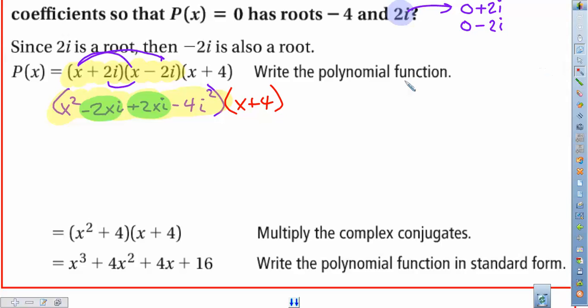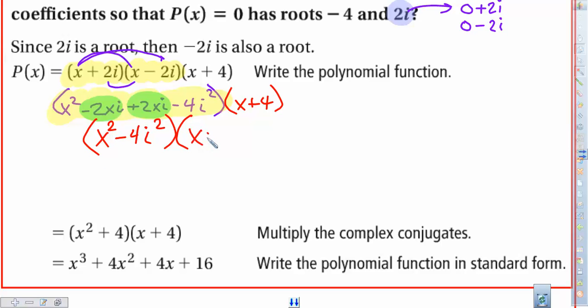I'm going to end up with 0xi. And even if you have an imaginary unit, 0 times anything, even imaginary units, is still 0. So look at what I have now. Now I have x squared minus 4i squared, still times that x plus 4. I'm going to highlight this in yellow because I just want you to keep in mind that all this work right here is the focus, and x plus 4 is just kind of along for the ride.